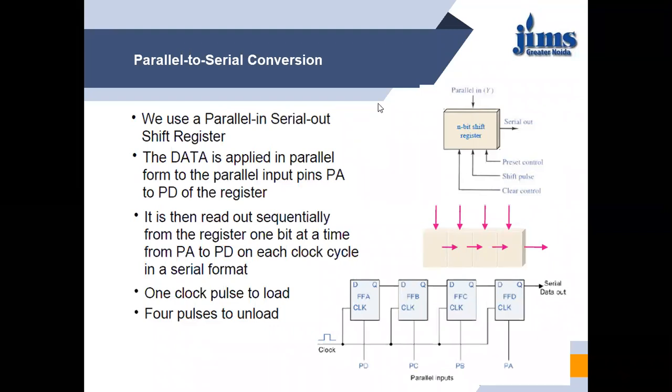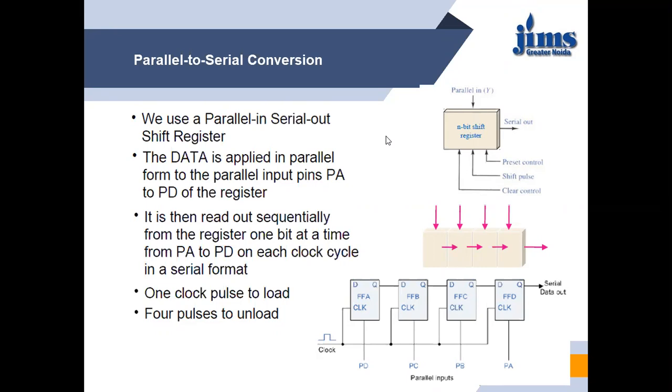Here you can see that the connections are the same. We are using D flip flops, so DA, DB, DC, and DD. These are the 4 flip flops, and the inputs are PA, PB, PC, and PD. The outputs A, B, C, D are connected in the same way. Whenever a single active clock pulse is given to the flip flops, whatever is at the input of the flip flops will be entered and will reflect at the output. And to unload the data, we require 4 clock cycles, so that 1 bit comes out of the register for each active clock pulse.